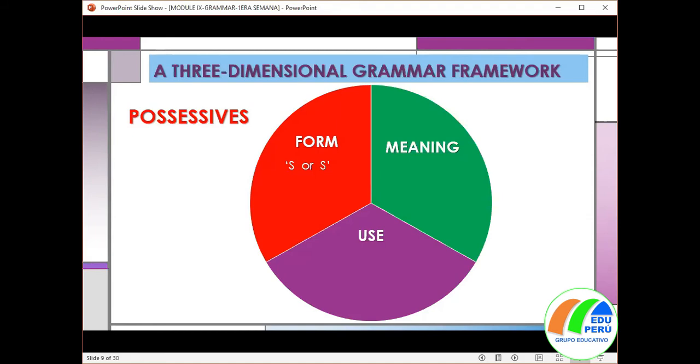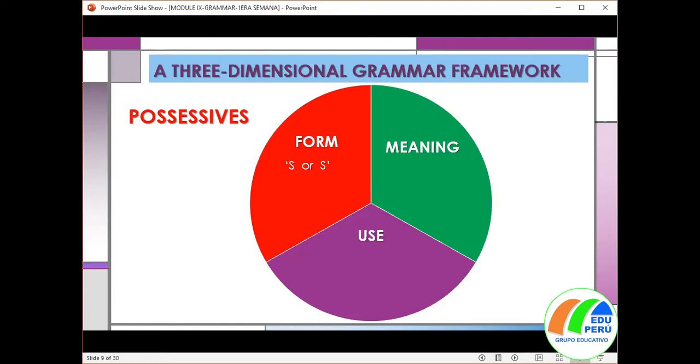If it is singular, apostrophe s. If it is a regular plural, just the apostrophe. But if it is an irregular plural, apostrophe s. So notice you have different representations of this possessive, apostrophe s or just the apostrophe. But this is related to morphology and syntax. Now notice we are talking about morphology and syntax.